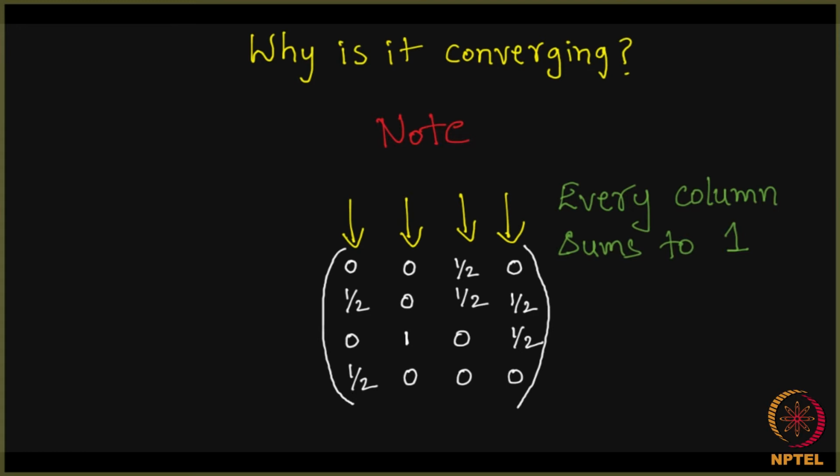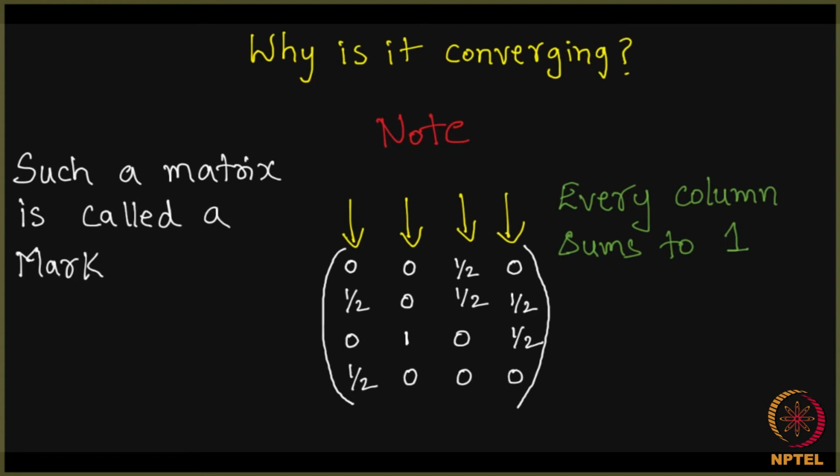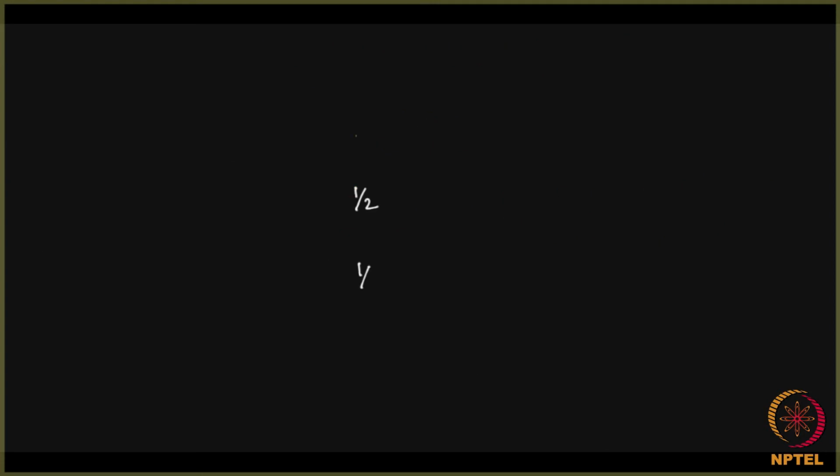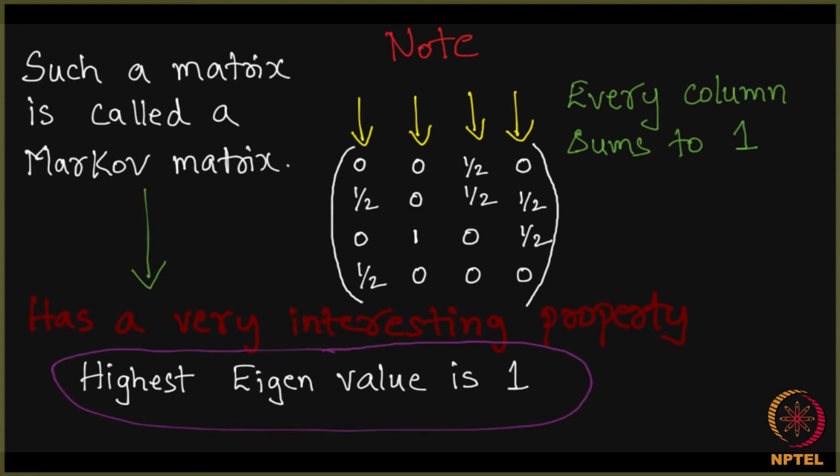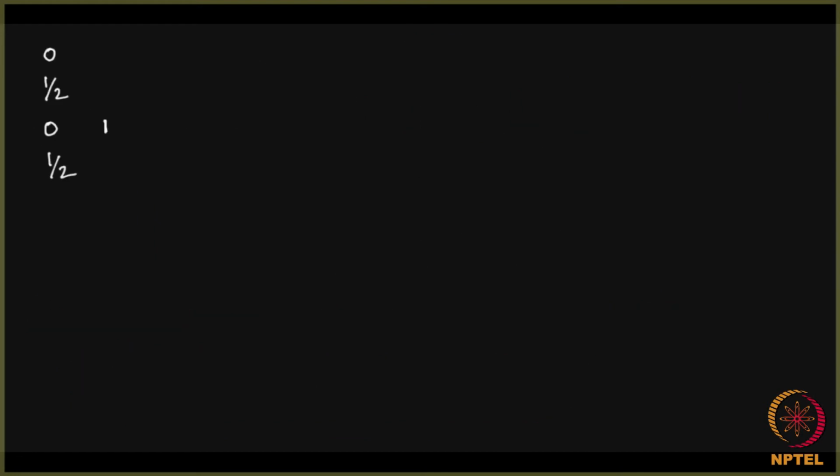So observe the property here. Every column sums to 1. Such a matrix is called a Markovian matrix or simply a Markov matrix. So this Markov matrix has a very interesting property. Its highest eigenvalue is simply 1, which means every other eigenvalue is less than 1. Alright? Okay.